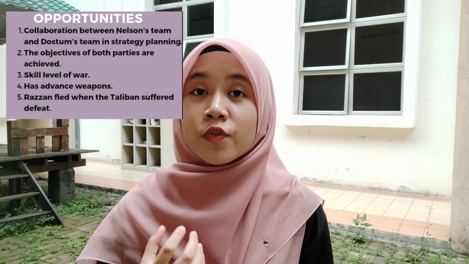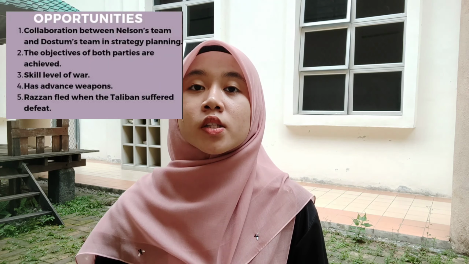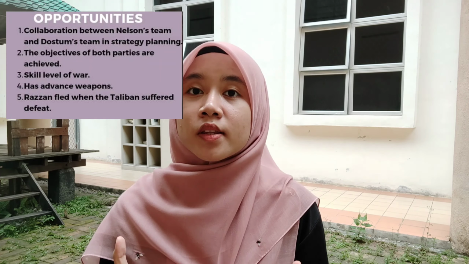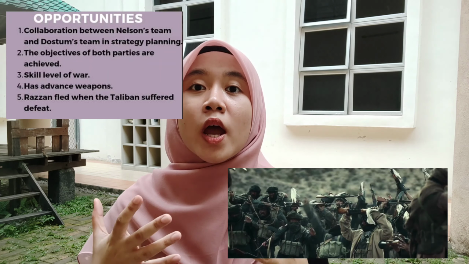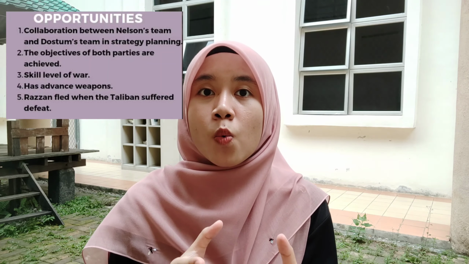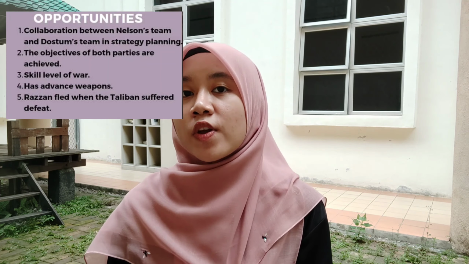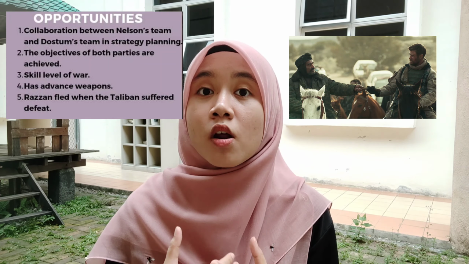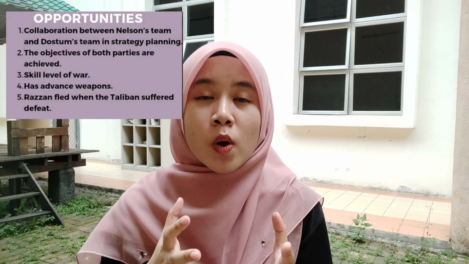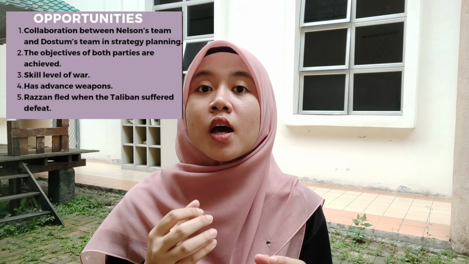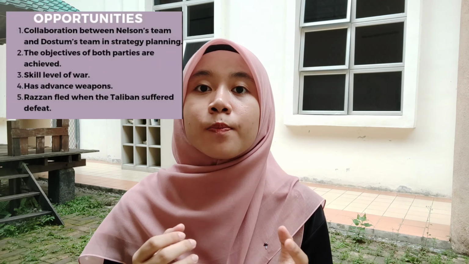The opportunity we found in the movie 12 Strong was the collaboration between Nazer's team and Dostum's team to create a better strategy to attack the Taliban who had destroyed buildings in the US. One was on the US's behalf, one was revenge for having killed Dostum's family. Second, the objective of both sides was achieved when Dostum was able to kill Razan who had killed his family, while the ODA team was able to complete their mission to destroy the Taliban territory which had been ordered by the superiors.